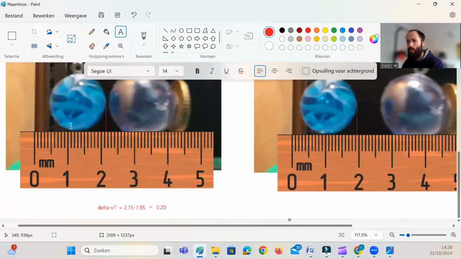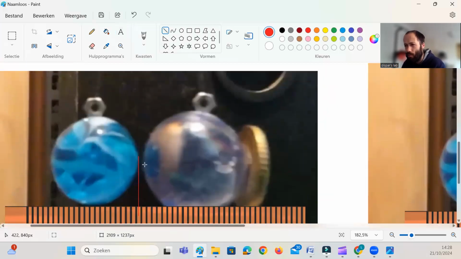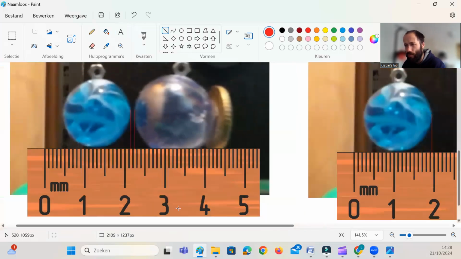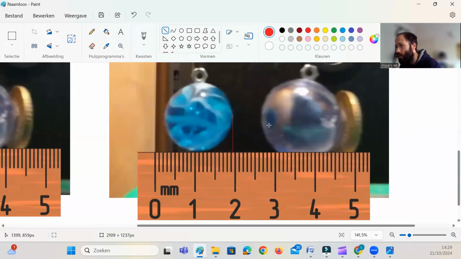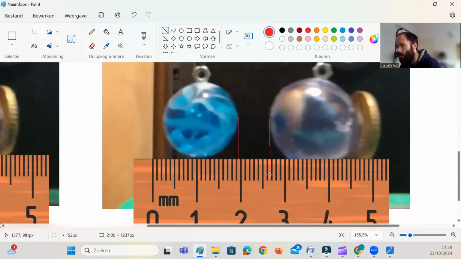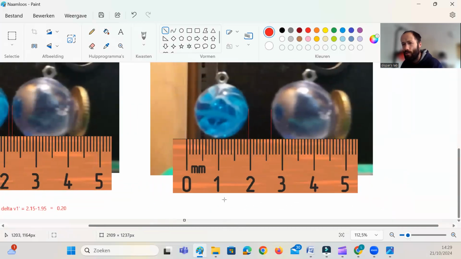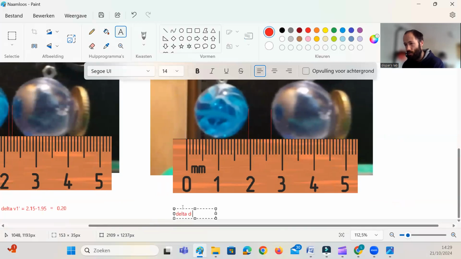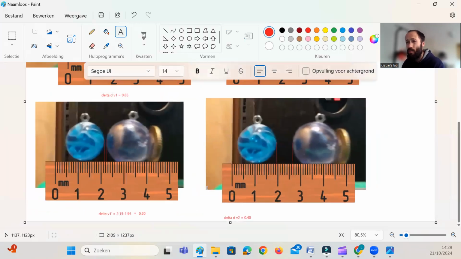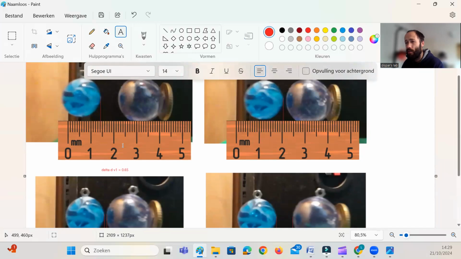And then for the 2 mass, 2.25. And over here we have around 2.65, which is 0.40. 2.65 minus 2.25, delta D for velocity 2 equals 0.40. Okay. So we have around 0.65 as the incoming velocity.